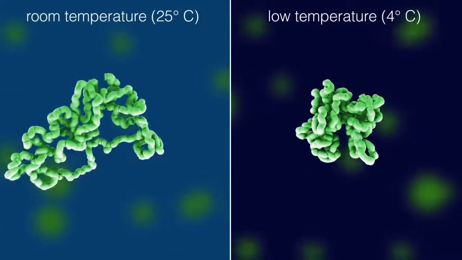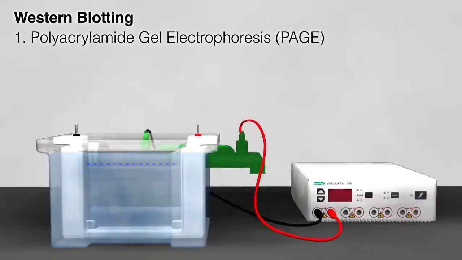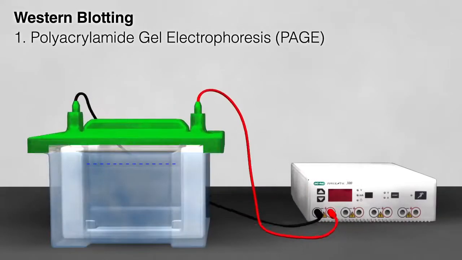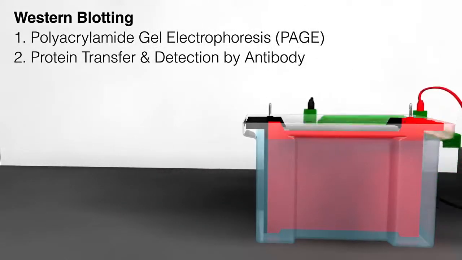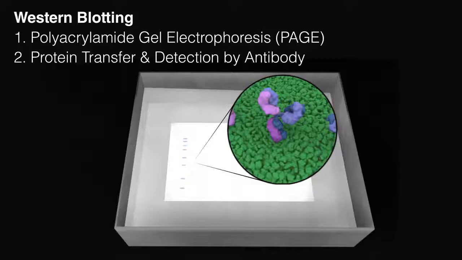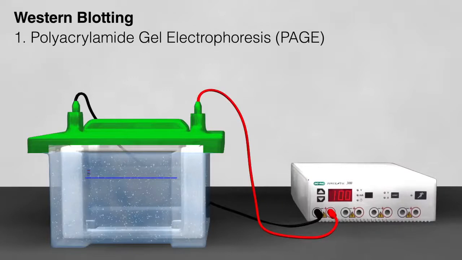Western blotting can be divided into two phases. In the first phase, proteins are loaded onto a gel and separated from one another using an electrical current during polyacrylamide gel electrophoresis, or PAGE. Then, in the second phase, the separated proteins are transferred onto a membrane, and the protein of interest is visualized using a protein-specific antibody. In the next section of this animation, we will take a closer look at polyacrylamide gel electrophoresis, or PAGE.